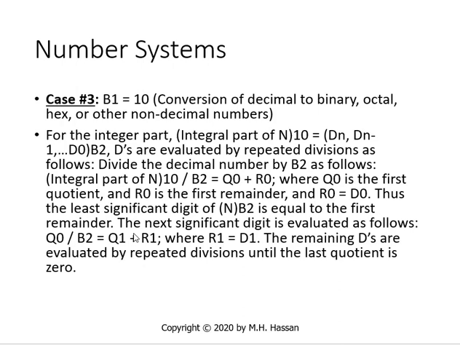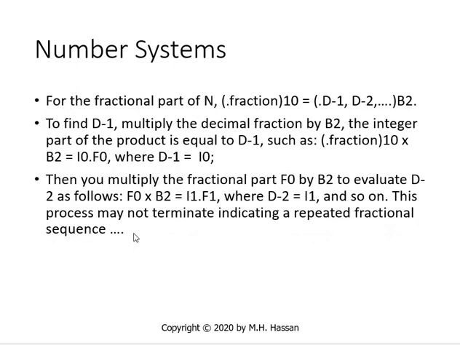Now, for the fraction, take the fraction of base 10, and we need to get d minus 1, d minus 2, until d minus m to the base b2. To find d minus 1, we multiply the fraction by b2, by the base of the number that we are seeking. The integer part of the product is equal to d minus 1, and the fraction we multiply again by b2. So to get the fraction is multiplication.